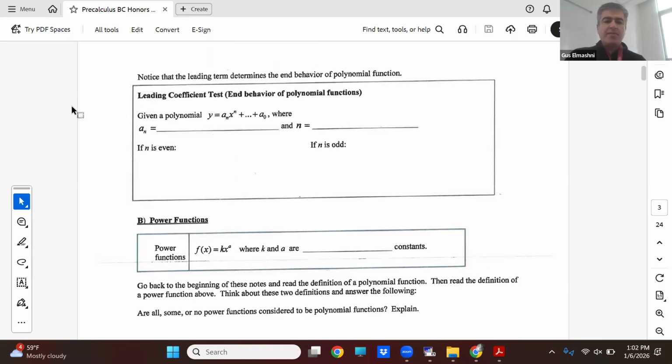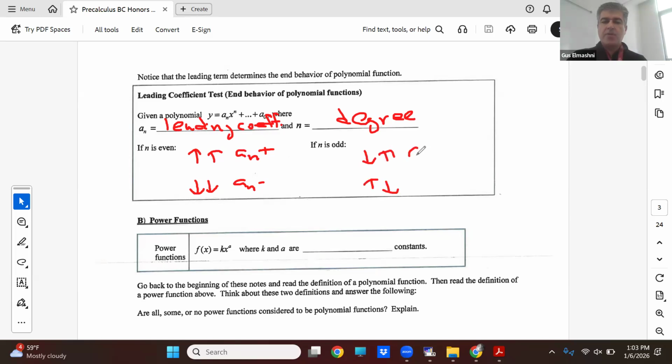So a sub n, we know, is the leading coefficient. Notice we didn't do B and C, so you'll just do that on your own. I don't know if I have an answer key for this, I'll have to make one. And n is going to be the degree. If n is even, then you're up, up, or down, down. This is when a sub n is positive or negative. If n is odd, the arrows are at odds with each other. That's true whether a sub n is positive or negative.